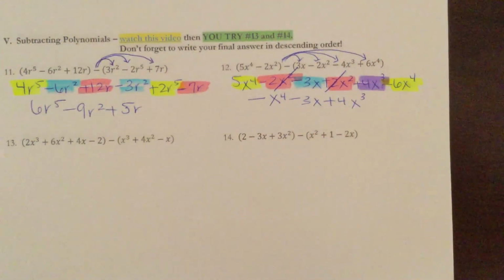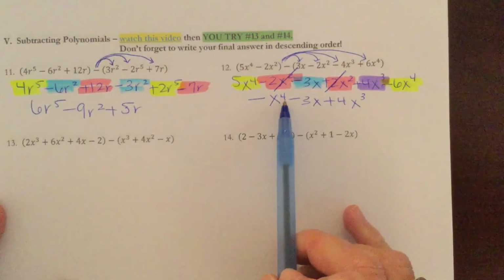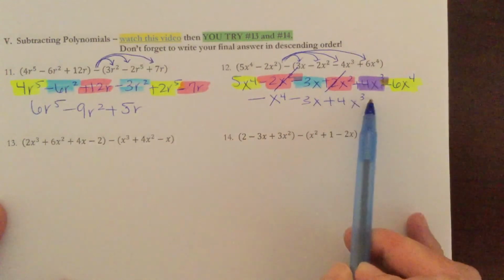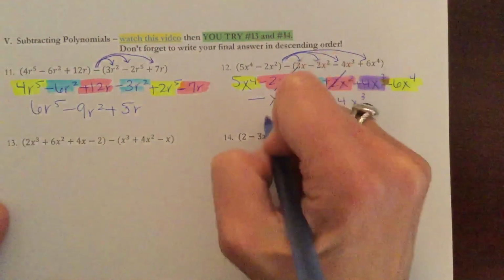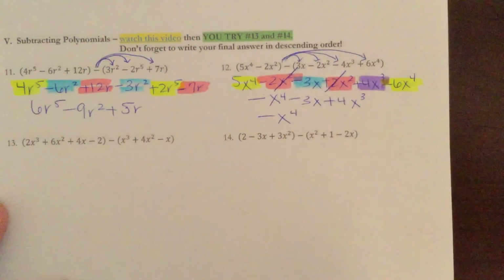Our last step is to make sure our problem is in descending order. I notice that the power goes from 4 down to 1 and then back up to 3. That is not descending order. The largest power on our variable is here, so the negative x to the 4th will come first.